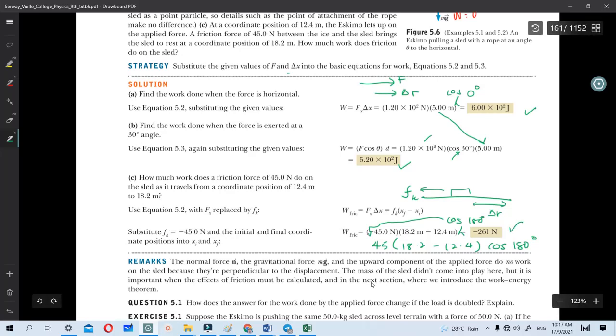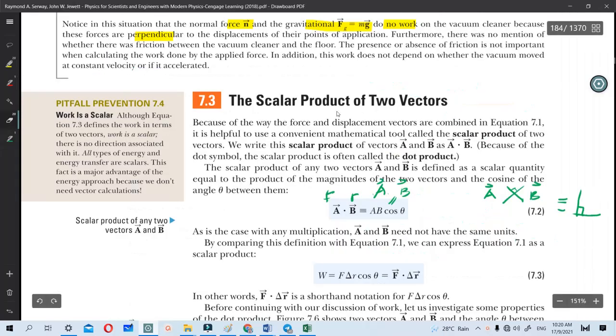Then you will arrive with negative 261. Alright, 7.3. Okay, to understand more on how to operate using the concept of the scalar product of two vectors. Alright, given that you have a dot product, okay, number one, if you write or calculate work between A and B, it is supposedly called a dot product.